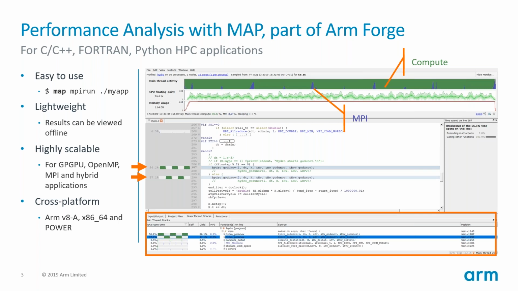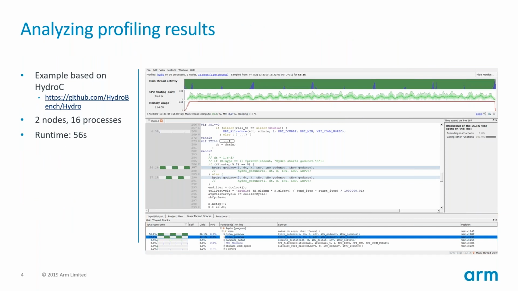Map is highly scalable. It supports MPI, OpenMP, and GPU applications. It is also a cross-platform tool which supports ARM, x86, and Power architectures. So the profile shown on the screen here has been generated without Caliper on a hydrodynamics benchmark developed by the CEA called HydroC. This application runs on 2 nodes using 16 MPI processes for almost 1 minute.